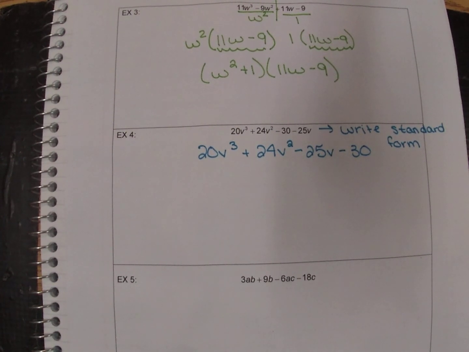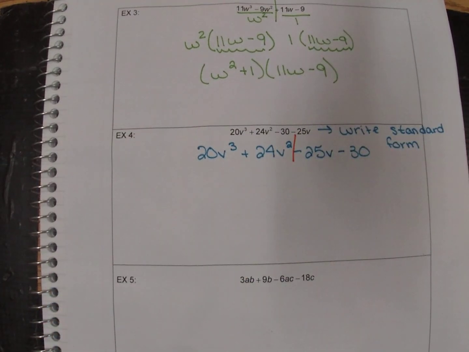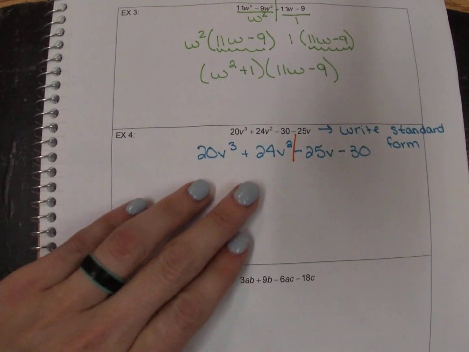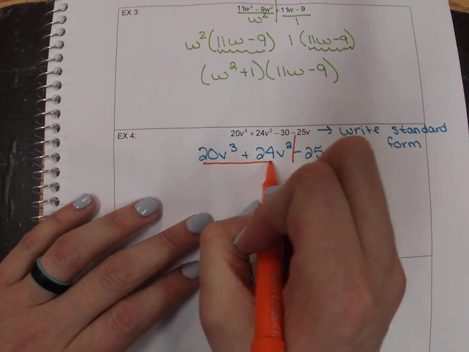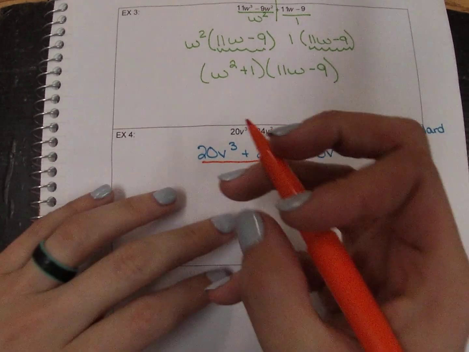Once we get that in standard form, then we can start to go through our steps the same. So we're going to split this in half. We're going to pull out our GCF on the left-hand side. Okay, so we want something that goes into 20 that will also go into 24. And we can pull out a 4.